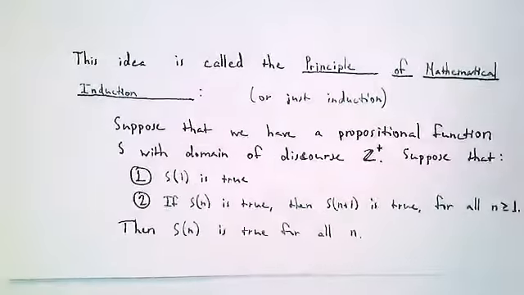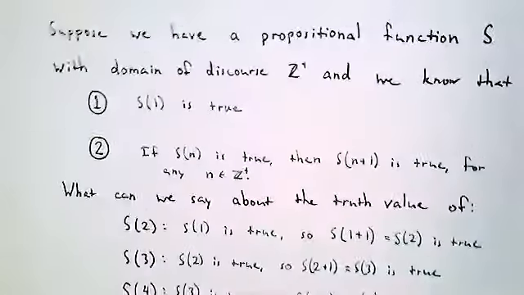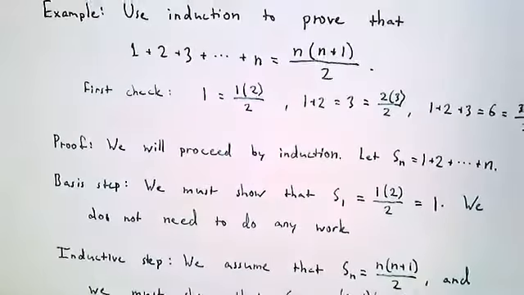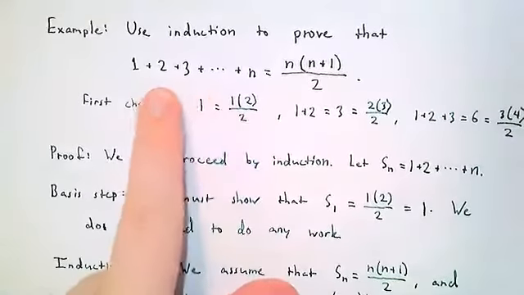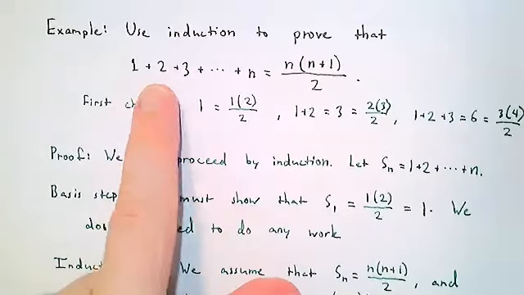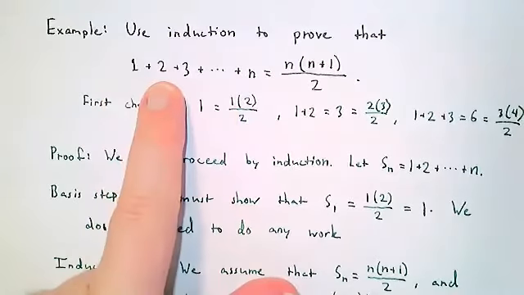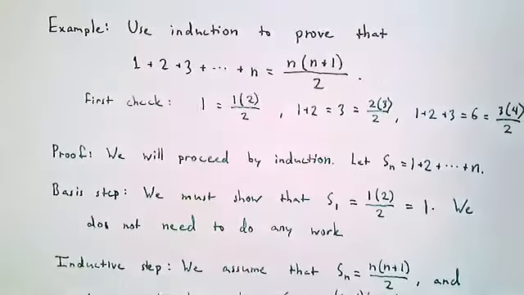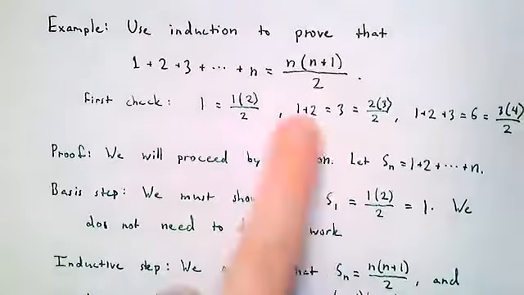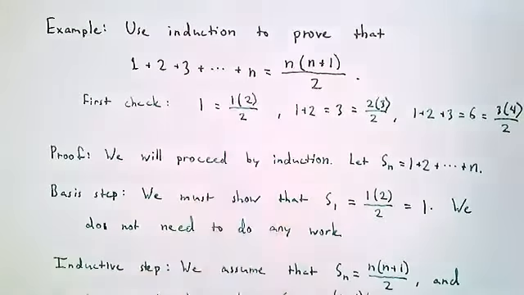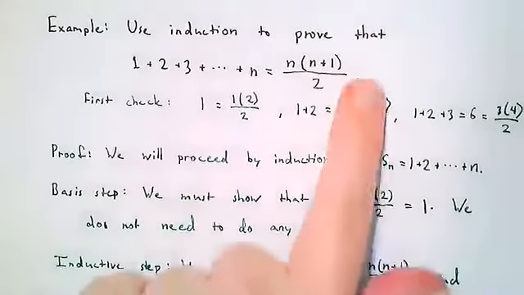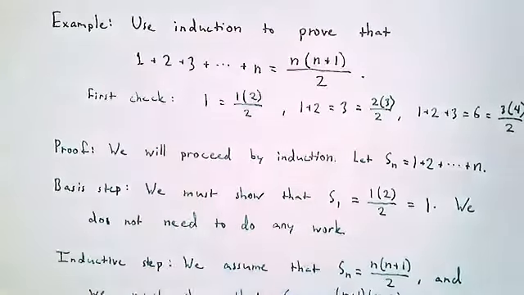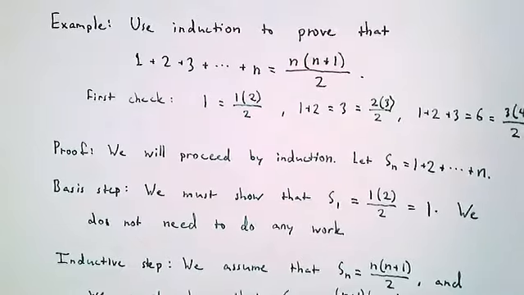Okay, so last time we used this principle of induction to prove that this formula works. For example, if we add up the first n positive numbers, 1, 2, 3, all the way up to n, then it follows this formula no matter what numbers you're adding up. So this equation was our propositional function in this particular problem.